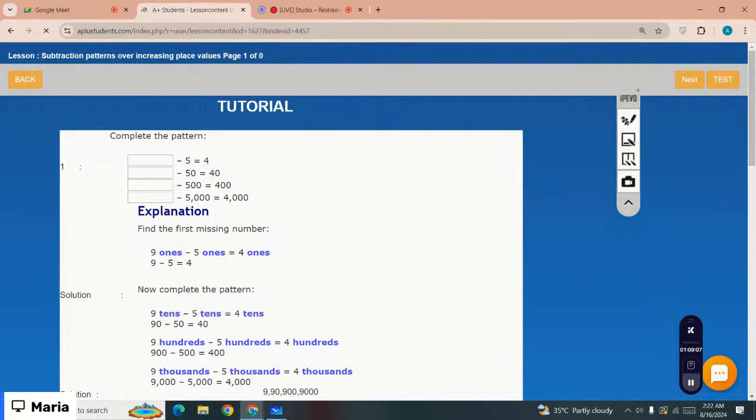Patterns like this. So let's just start with the lesson. Okay, the missing number take away 5 is 4. The missing number minus 50 is 40. Then you have the missing number minus 500 is 400, right? So what number take away 5 is 4?